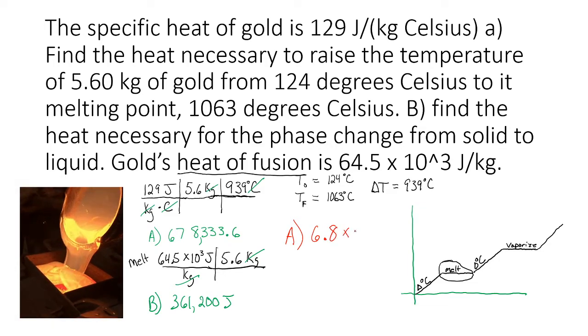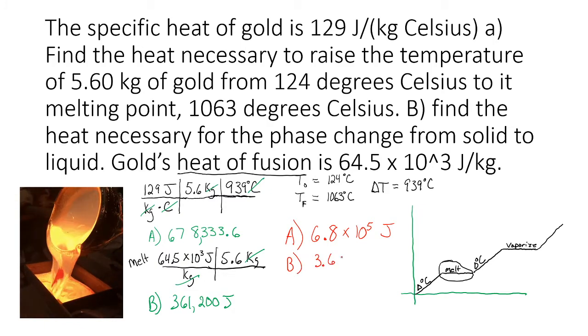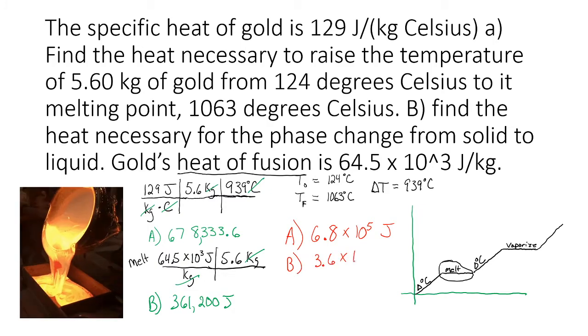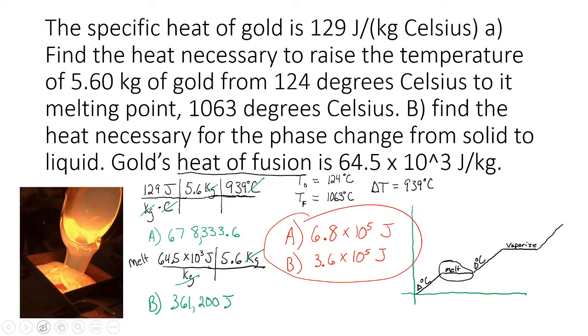It takes 6.8 times 10 to the 5th power joules to raise the temperature of the gold. And it takes 3.6 times 10 to the 5th power joules to melt the gold. There's your solution. We'll move on.